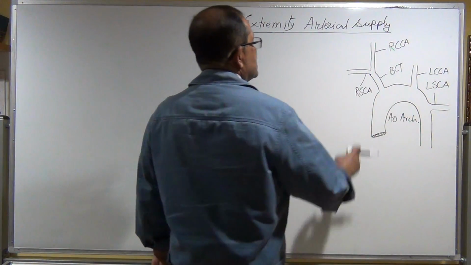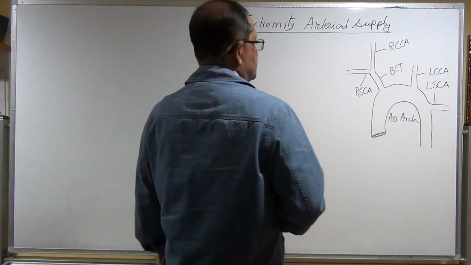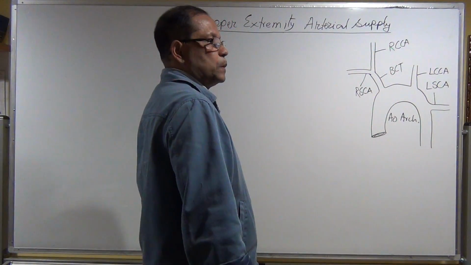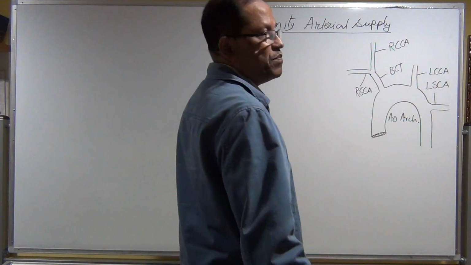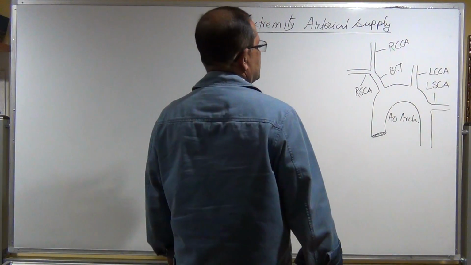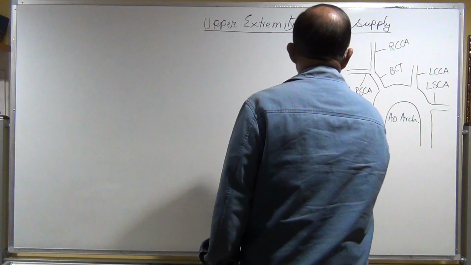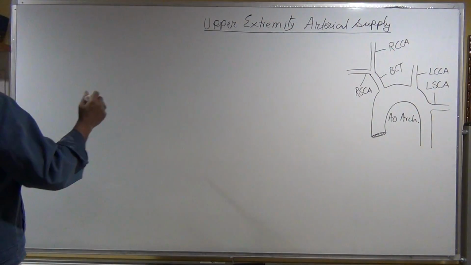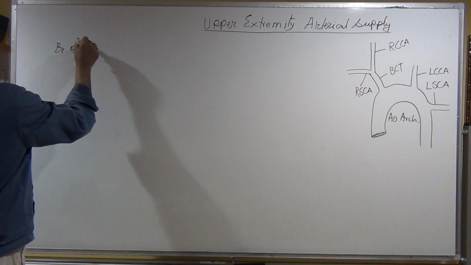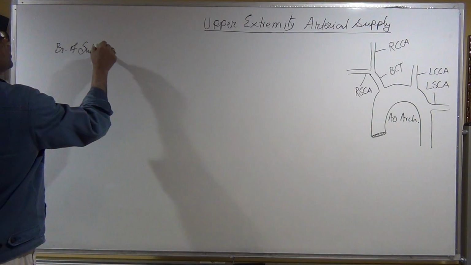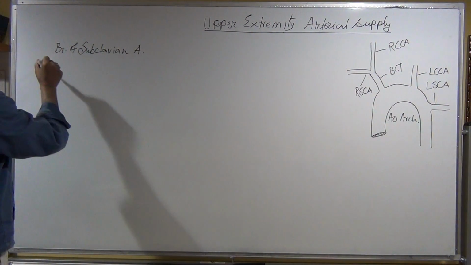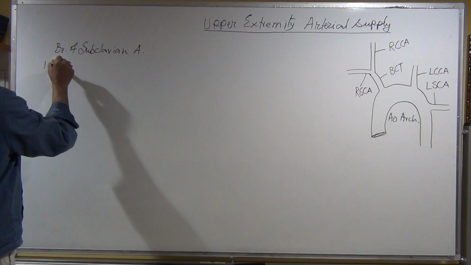Now the subclavian artery gives a couple of branches, five or six branches, usually five. We will discuss all those things and I will show you. So, the branches of the subclavian artery, let me write them down here first. Number one, vertebral artery.